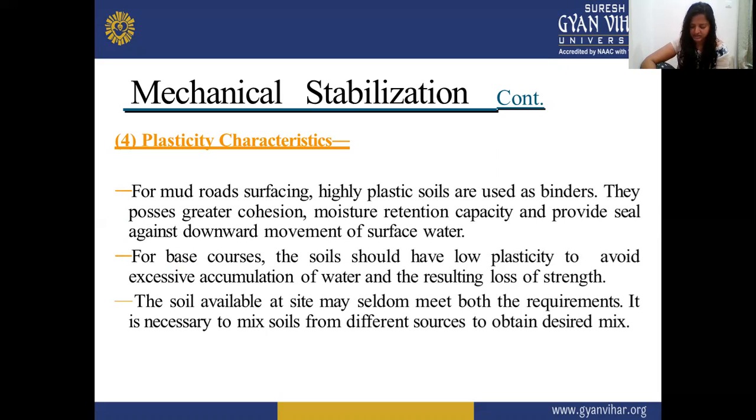And we understand that for certain areas we are supposed to achieve both these properties. So what we can do is mix different types of soils so that we can ultimately achieve the desired property for a certain area. So if there is an area with a certain type of soil, soil from a different area with different properties can be transported and mixed with the construction site soil, and desired results can be obtained.